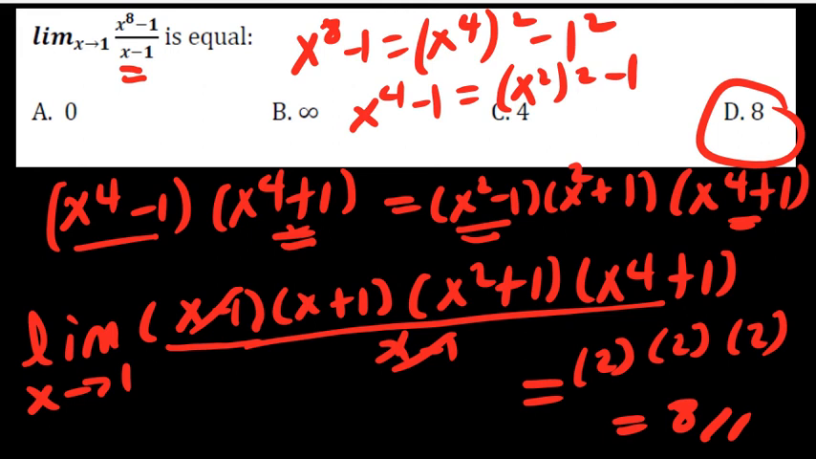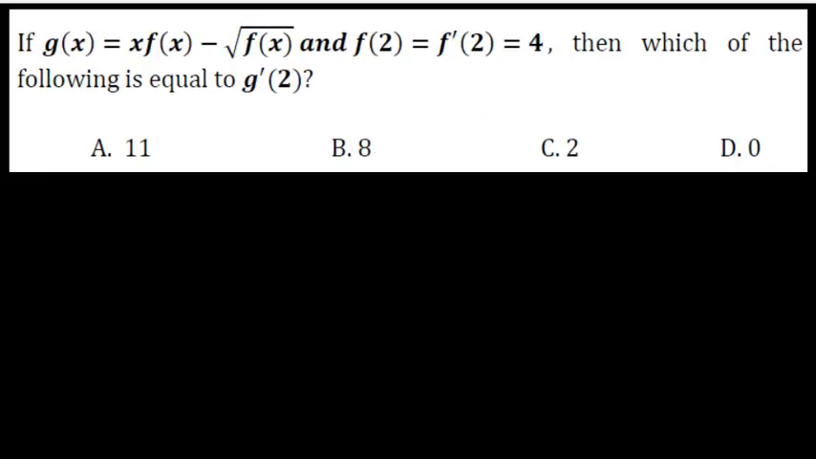Yes, let's go to the next one. Okay, the next question is derivative. It is the introduction to calculus part. It says here g of x is equal to x f of x minus square root of f of x, and f of 2 and f derivative of 2 are given to you already: 2, 4. So we need to find g derivative at 2. That's the point that we have to be clear about. What is asked has to be clear. G derivative at 2. So we need to derivate g first.